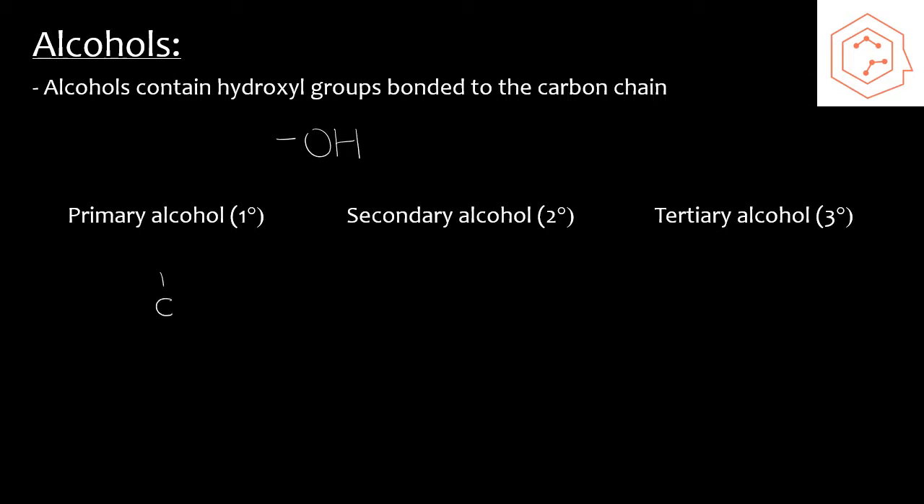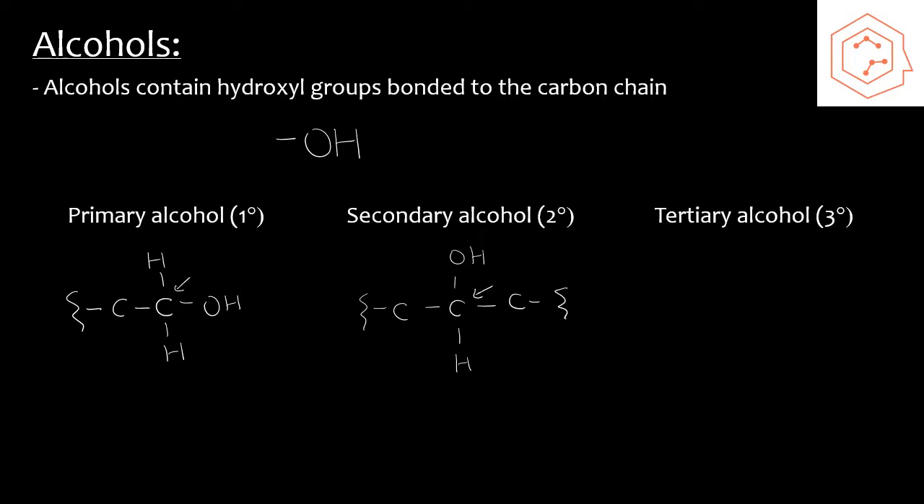Generally, these alcohols can be drawn as such, where we see that this carbon right here is bonded to 1 other carbon. Next we have secondary alcohols. Secondary alcohols are where the hydroxyl group is bonded to a carbon that is bonded to 2 other carbons in the carbon chain. They can be drawn as such. Where we see this carbon is bonded to 2 carbons at both sides.